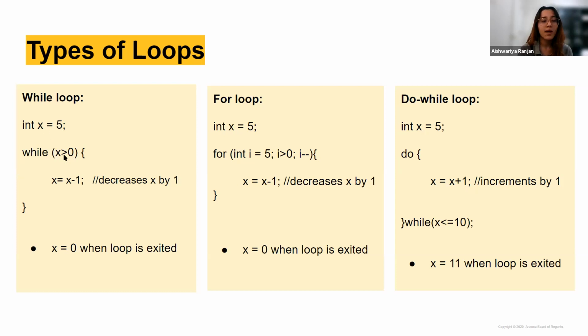So while x is greater than 0, x is 5, so it is. We go into the loop, and inside the loop, x is decreasing by 1. So x is 4 now. We check the condition again. x is still greater than 0.